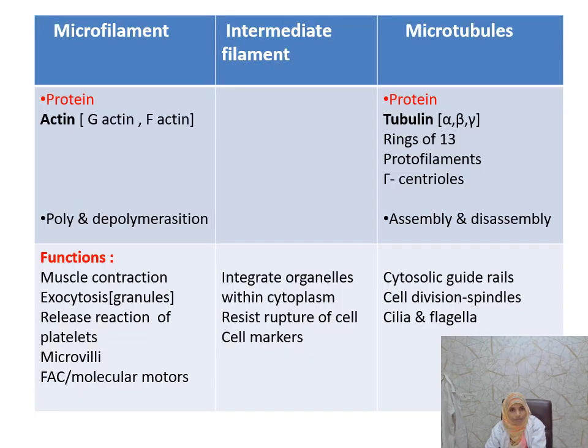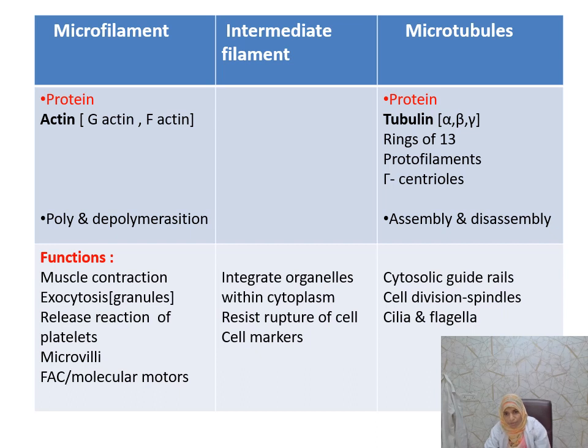Now, the difference between microfilament, intermediate filament, and microtubule. Microfilaments are made up of actin and myosin. The function is helping in contraction of the muscle, exocytosis, and release reaction of platelets. They are present in microvilli, increasing the area of absorption, and they also act as focal adhesion complexes or molecular motors. Intermediate filaments integrate organelles within the cytoplasm, resisting the rupture of the cell. They act as a cell marker in a few diseases.